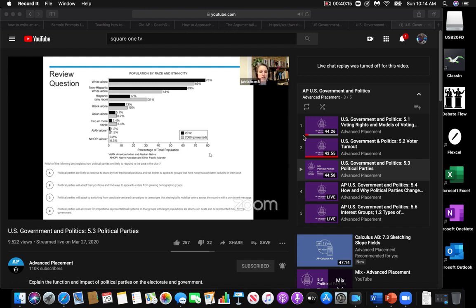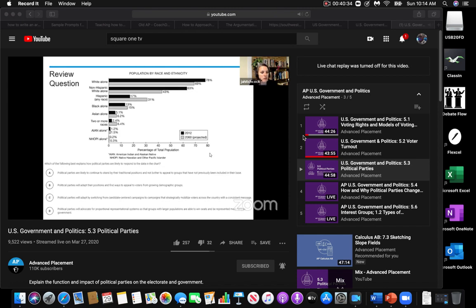Again, this has to go back to Census Bureau data and how they report stuff. Okay, across the bottom, we have total percentage of population. We've got some definitions of what some of these terms are. We've got 2012 is solid Black, 2060 is projected. Important to know, we're not living in 2060 right now.